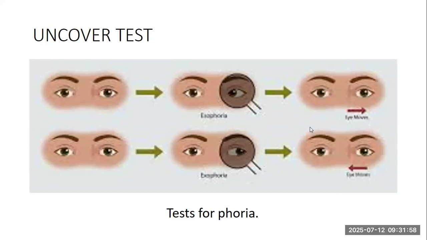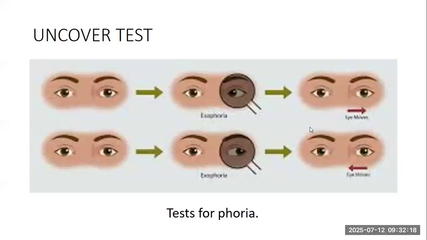So when you occlude one eye, you give the eye some time to manifest itself. So you are giving like 2 to 3 seconds. So you close one eye, you count in your mind 1, 2, 3. You occlude the other eye. So what you're looking at is the eye that was initially covered.